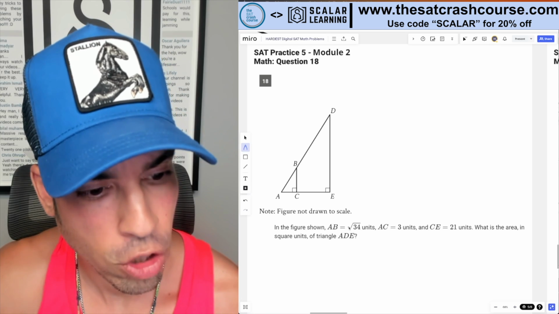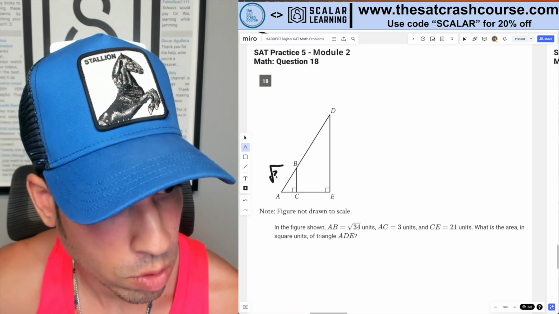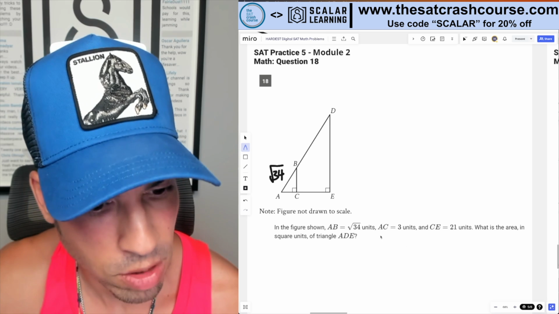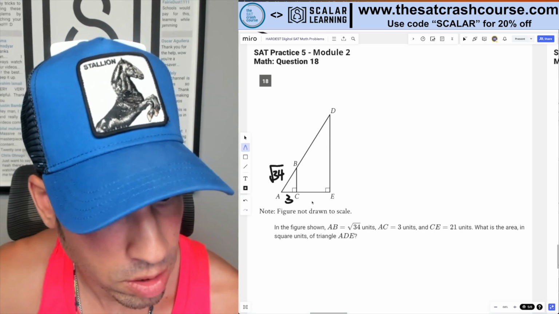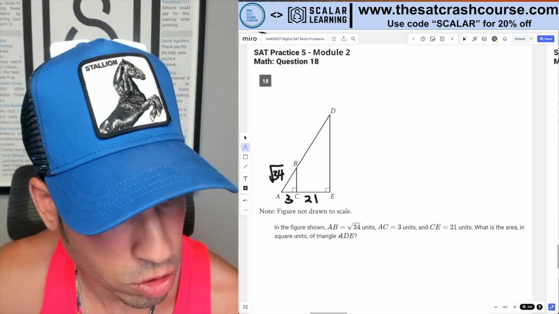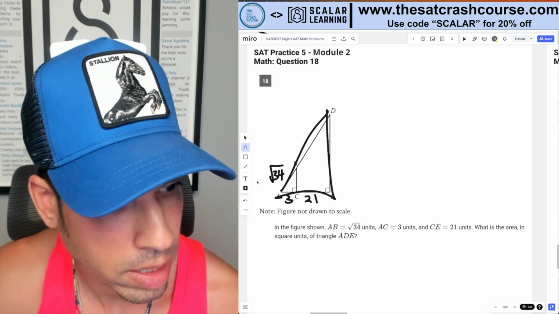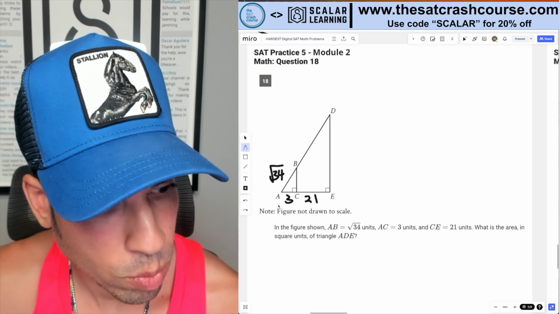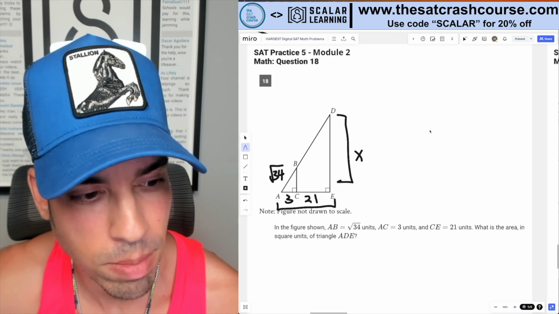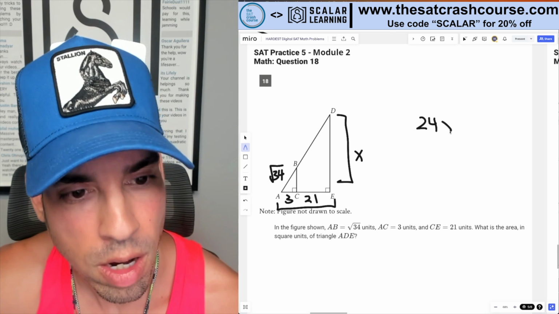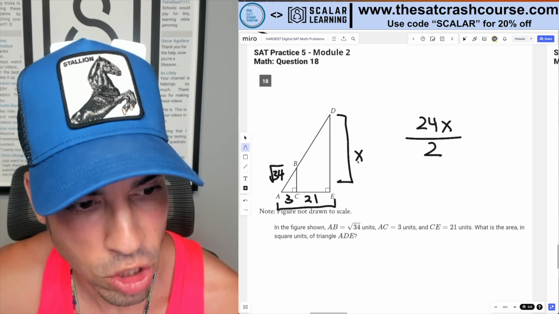Done. In the figure shown, AB is square root of 34. Watch how I fill in the diagram. As I read, AC is 3, and CE right here is 21. What is the area in square units of triangle ADE? So that's what we're trying to find. To get area, we do base times height, which I'll say is x, divided by 2. So we know it's 24x divided by 2. We just got to solve for x.